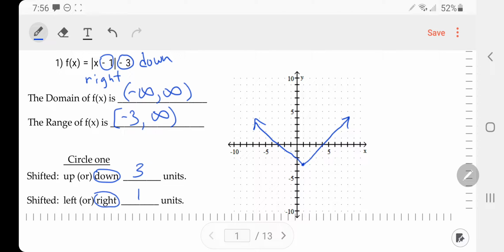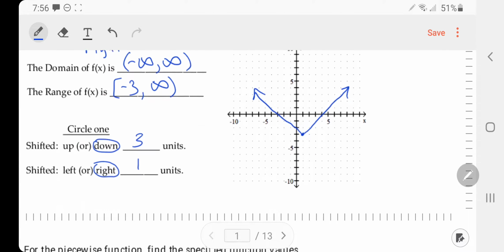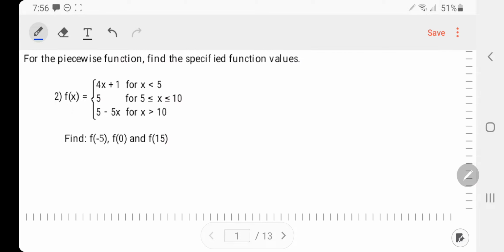So again, the domain is from left to right. And since the graph spreads out forever, left and right, the x values that exist are going to be all real numbers. And the range are the y's from low to high. So from -3 up to infinity. And that should do it for question number 1.